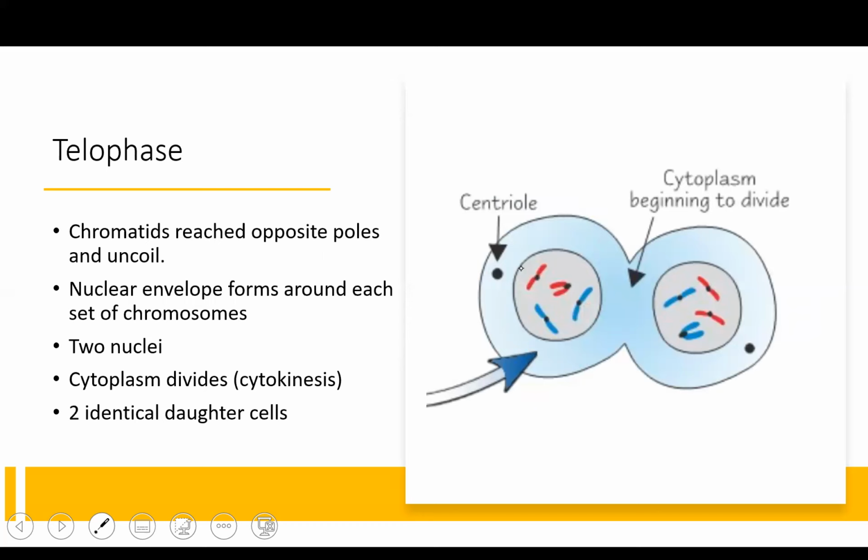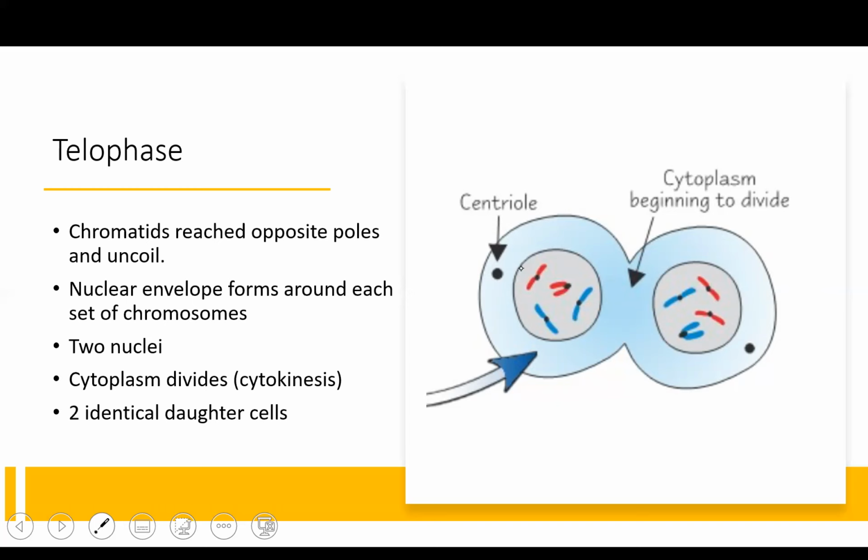And in telophase, the chromatids reach the opposite poles on the spindle. Once they are at the opposite poles of the spindle, they begin to uncoil and they become long and thin again. Now that they've become long and thin again and they've uncoiled, they are now called chromosomes again. So we now refer to them as chromosomes again. A nuclear envelope then forms around each group of chromosomes. So we now have 2 nuclei.